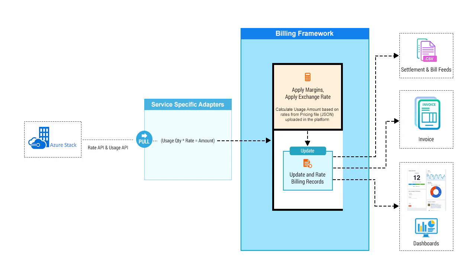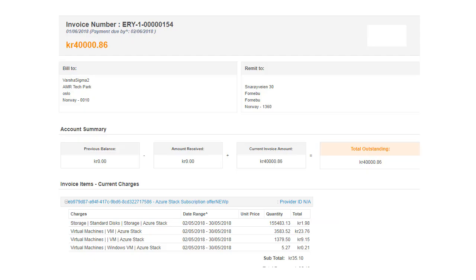In a disconnected mode setup, the provider should have their usage meter set up and define their own rate card based on which Jamcracker platform shall invoice the customer on the bill date. Take a look at the charges displayed in the invoice for Azure Stack generated by Jamcracker platform.